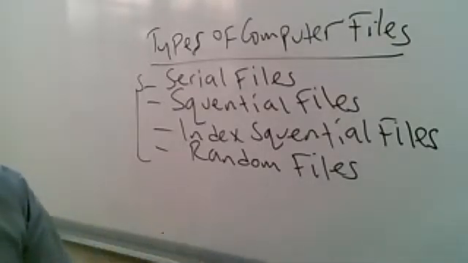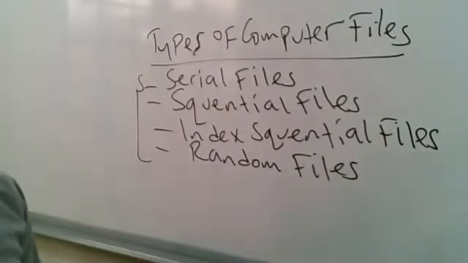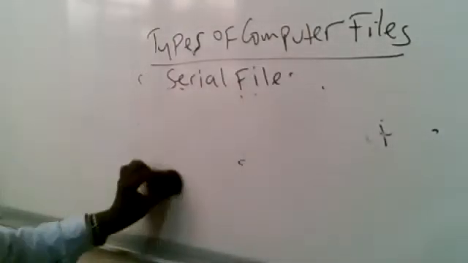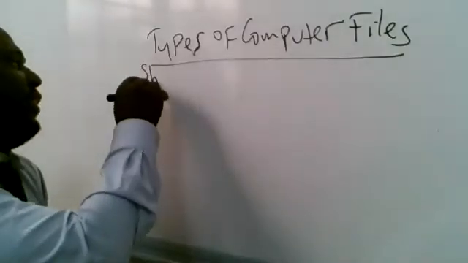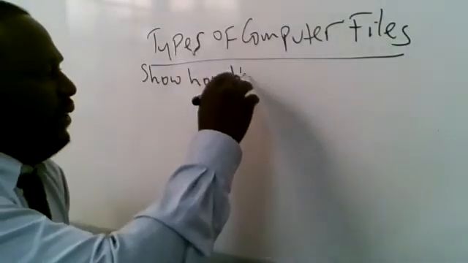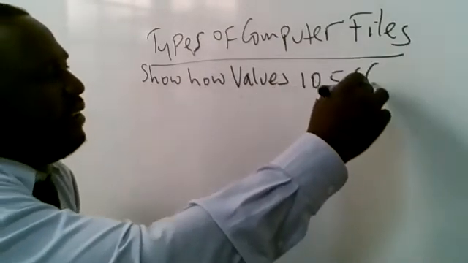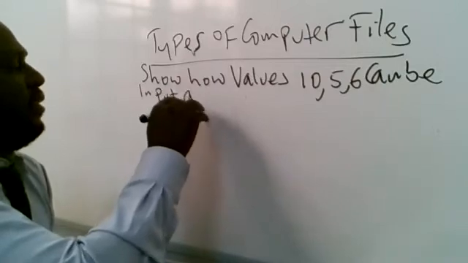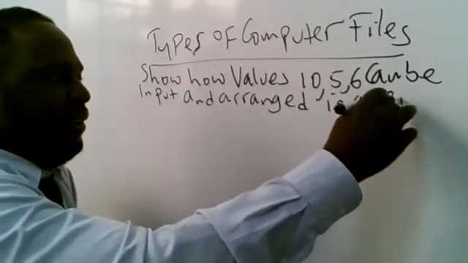I'm going to use one example for all of them so that you can understand how they work differently. So at first, we're going to look at serial files, and we're going to take an example. We're going to say, illustrate how the following values can be inserted and arranged in a serial file. Show how values 10, 5, 6 can be input and arranged in a serial file.